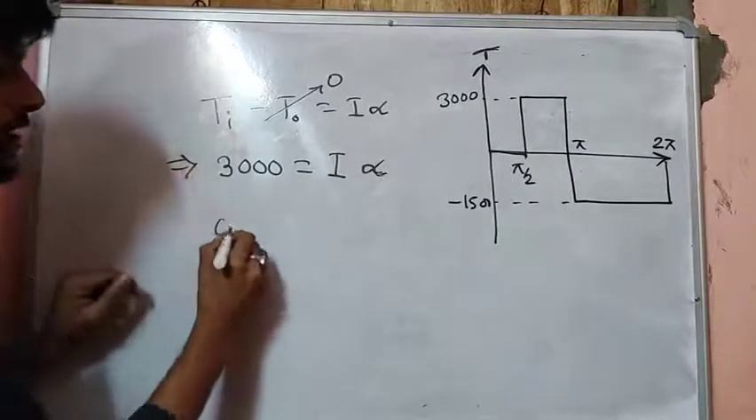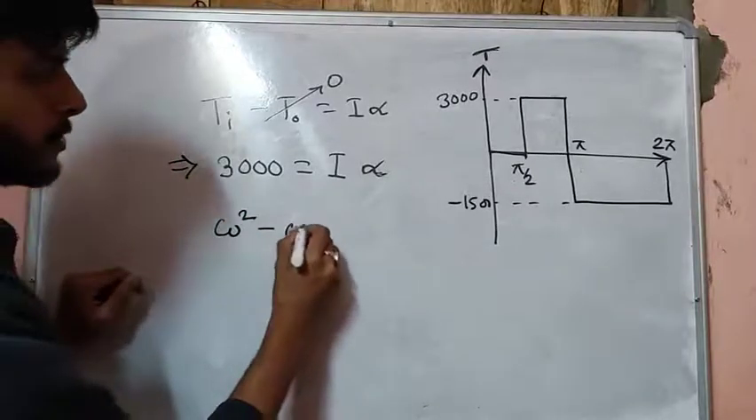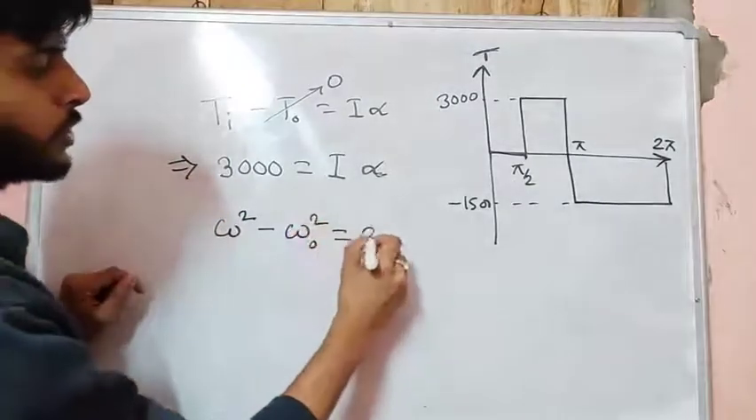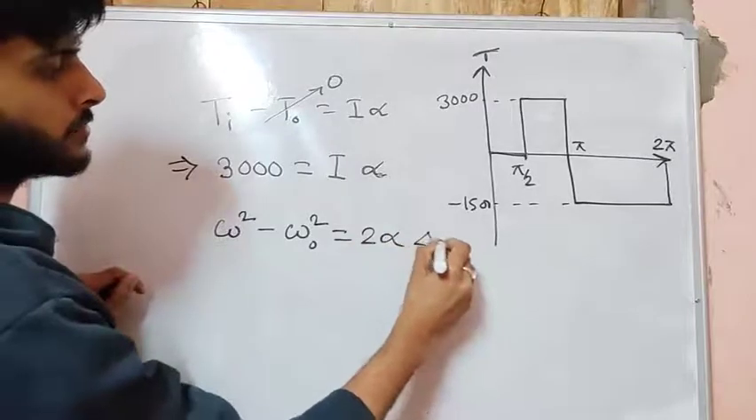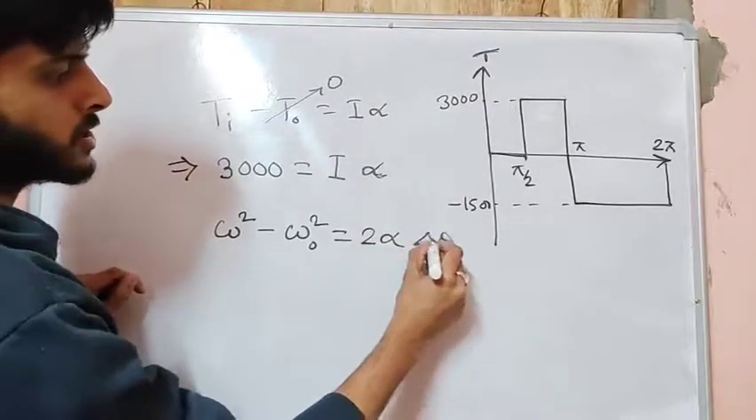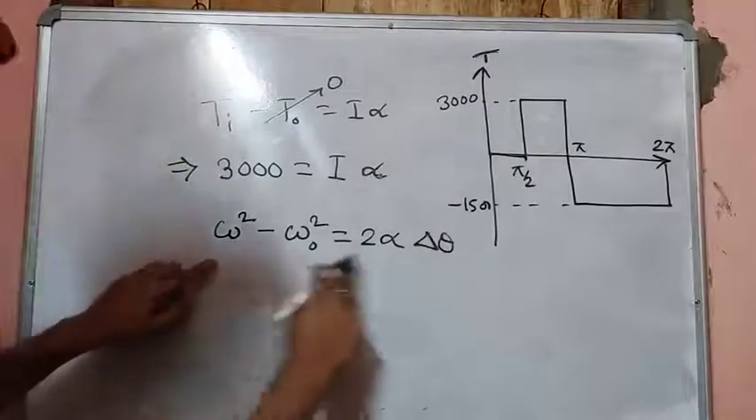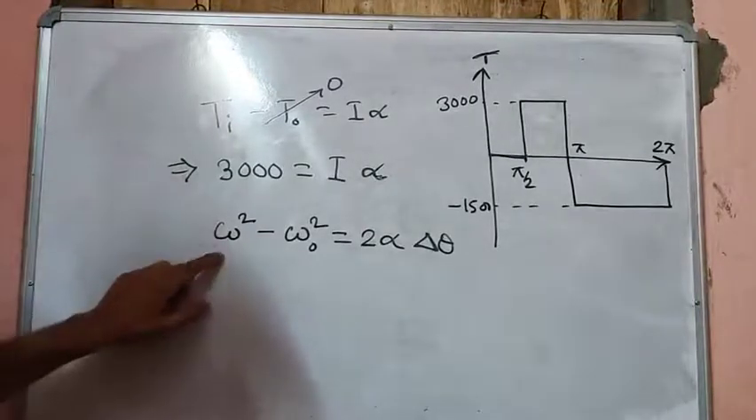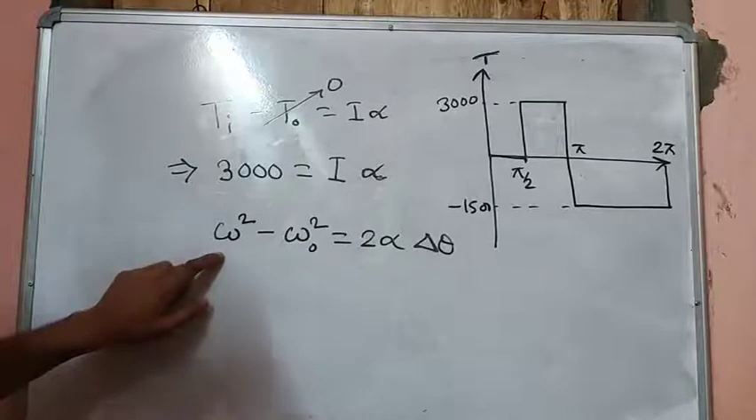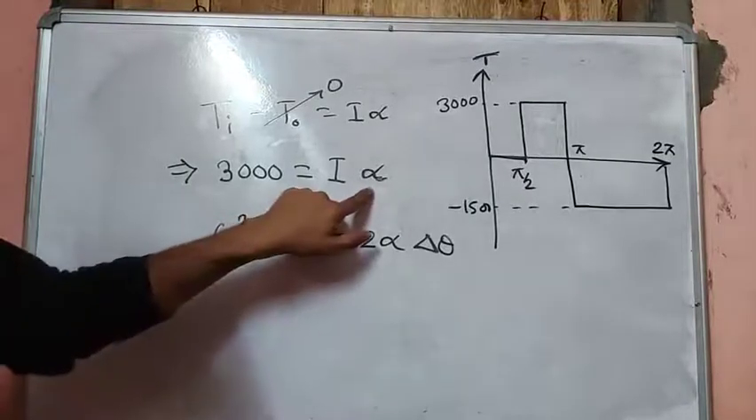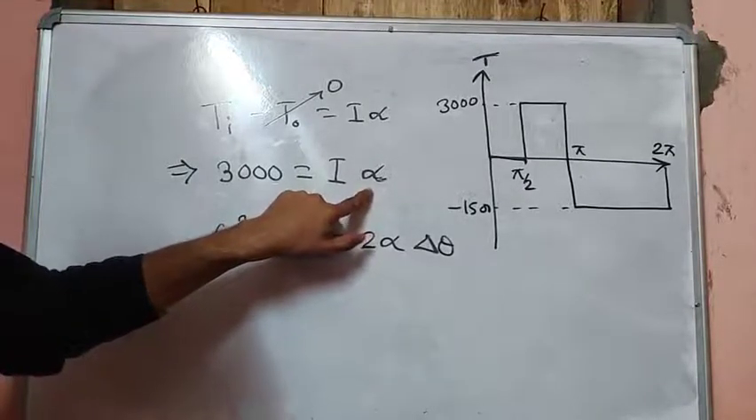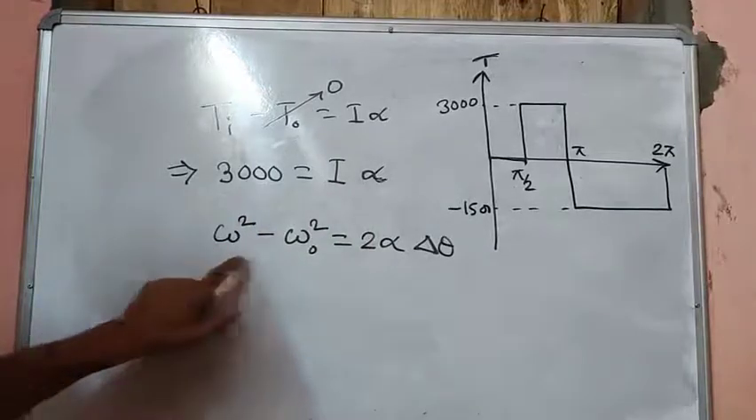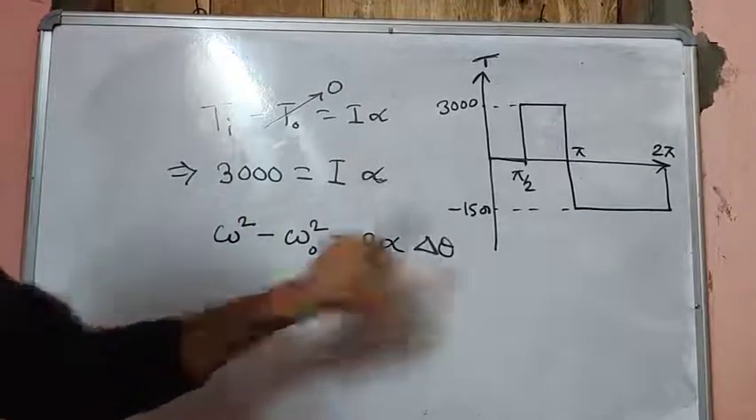Fine. Now from kinematic equations, if the angular acceleration is constant, then we have these kinematic relations, right? Omega square minus omega naught square is equal to twice alpha delta theta. We know this equation, similar to v square minus u square equal to twice a s. This equation is valid only when angular acceleration is constant. Here we have constant angular acceleration, so we can use omega square minus omega naught square equals twice alpha delta theta.